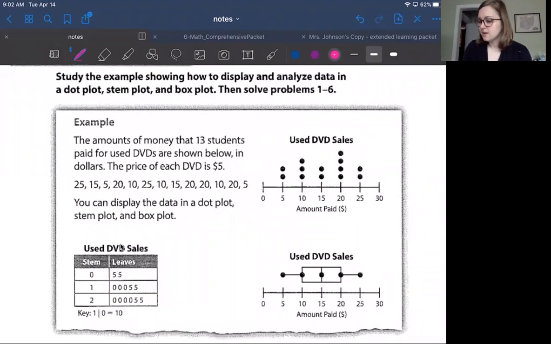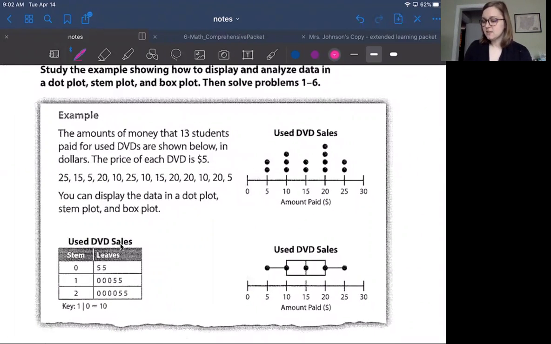Okay, so they say the amounts of money that 13 students paid for used DVDs are shown below in dollars. The price of each DVD is $5. Okay, every DVD is $5. So they gave us all the data below, right?